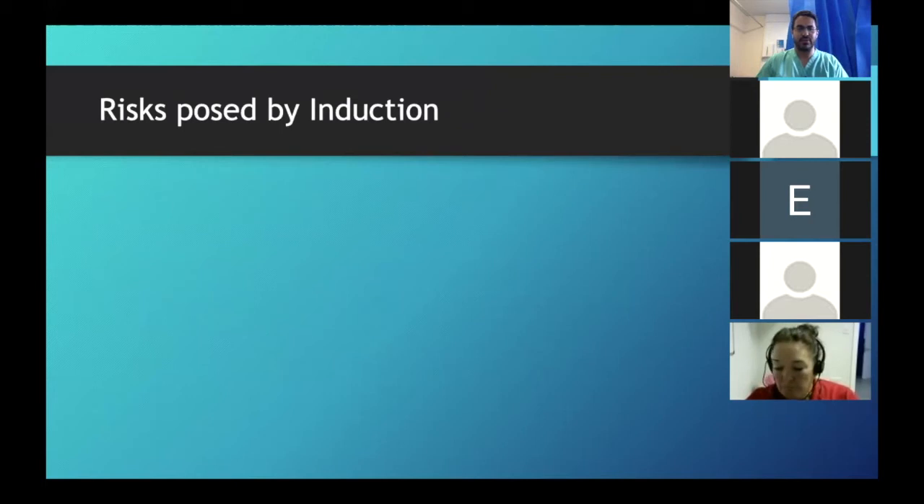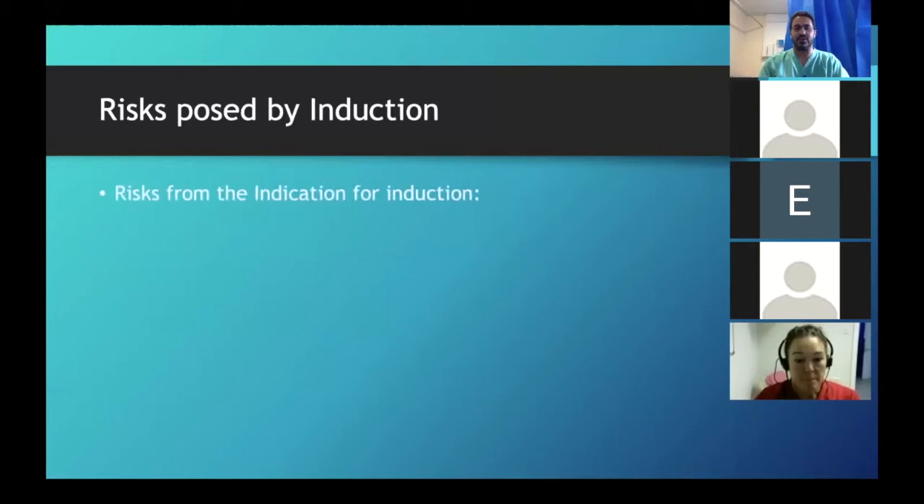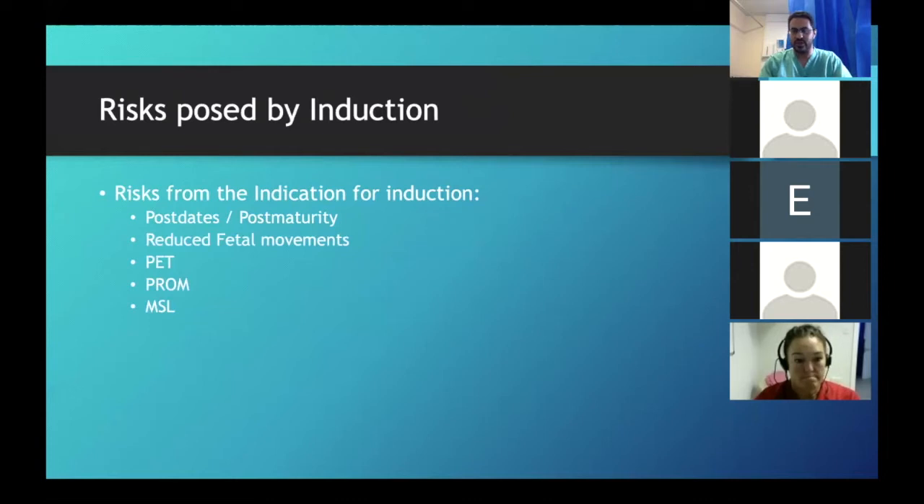The first thing I have to think about is what risks are being posed by the indication of induction. If this is post-dates or post-maturity, that's why we induce most of our women, or reduced fetal movements, preeclampsia, premature rupture of membranes, meconium stained liquor. These are the indications of inductions that we have. Obviously, if you are adding or stimulating the uterus, you always have the risk of hyperstimulation. What would the risk from post-maturity look like on the trace?